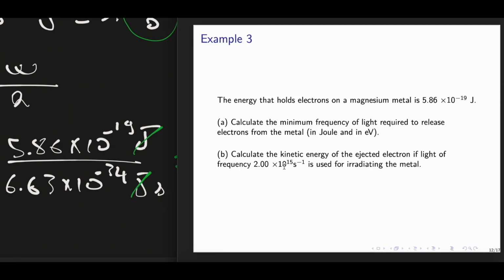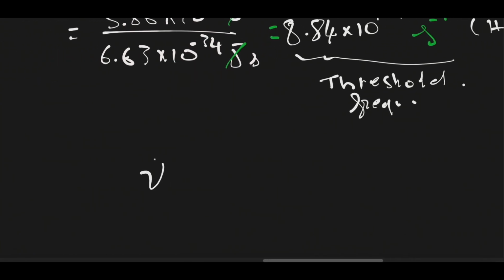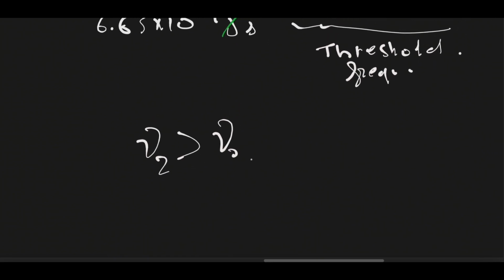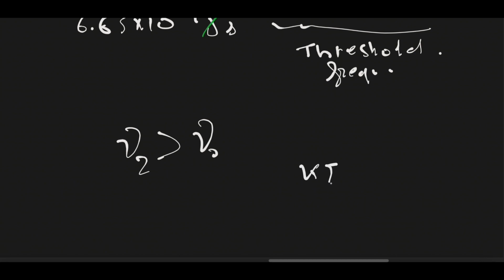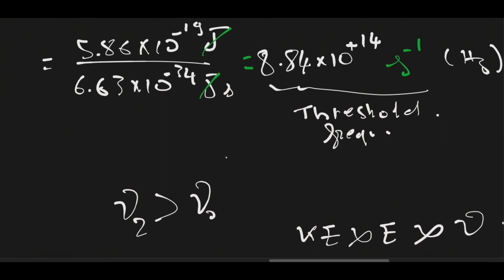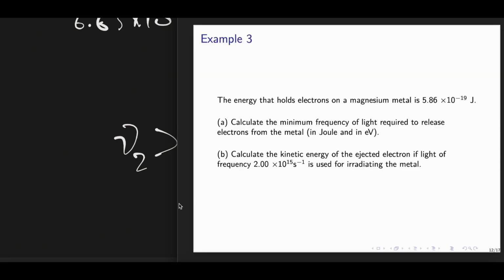Now, for the second question, what is the kinetic energy of the ejected electron if light of frequency 2 times 10 to the 15 hertz is used for irradiating this metal? So here we are using a second frequency, a different one. Let's call it nu 2, that is greater than the threshold frequency. Because the kinetic energy of the ejected electrons is proportional to the energy, it is also proportional to the frequency. So here we can expect that the kinetic energy will increase. So what would be the kinetic energy in this case?